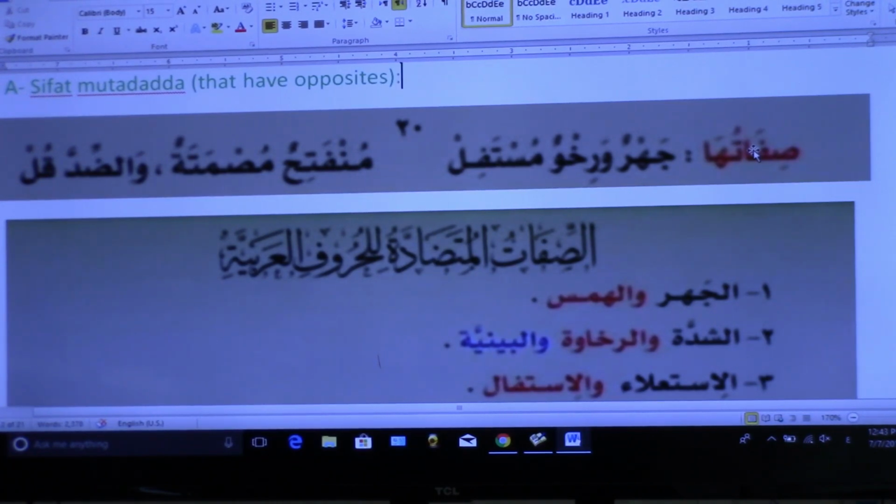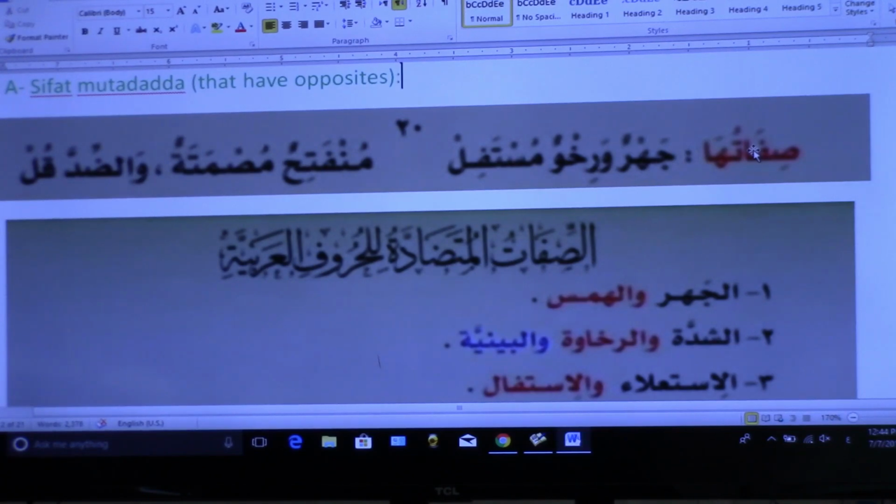Then what does he say? Look, he put a comma. Now he said وَالضِّدَّ قُلْ. وَالضِّدَّ means the opposite. قُلْ means say. So he's telling you these are the 5 sifat, then say their opposite. So these are the sifat that have opposites: Jahr, Rikhu, Mustafil, Munfatih, Musmat, then their opposites, which are also 5.